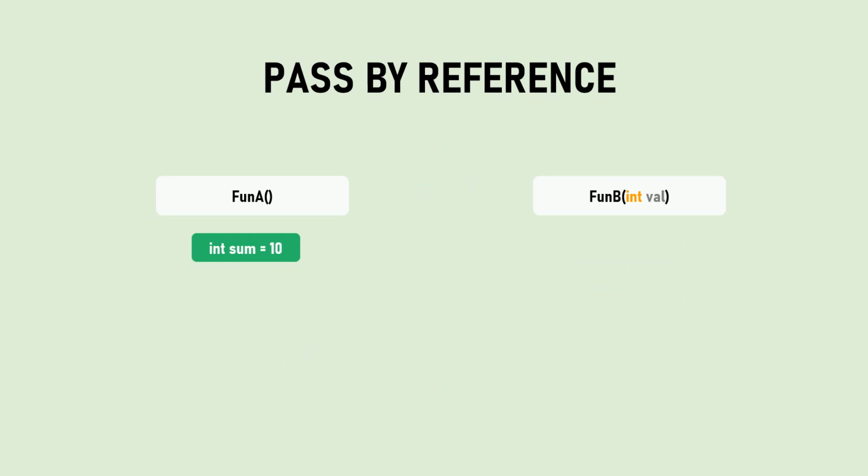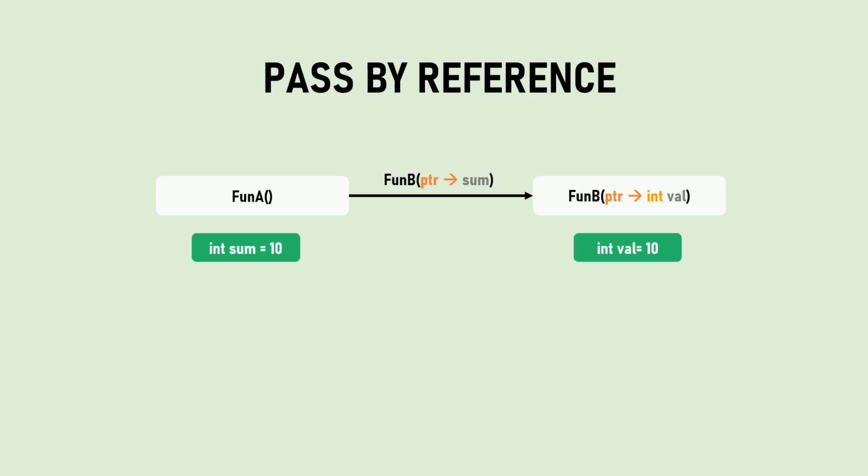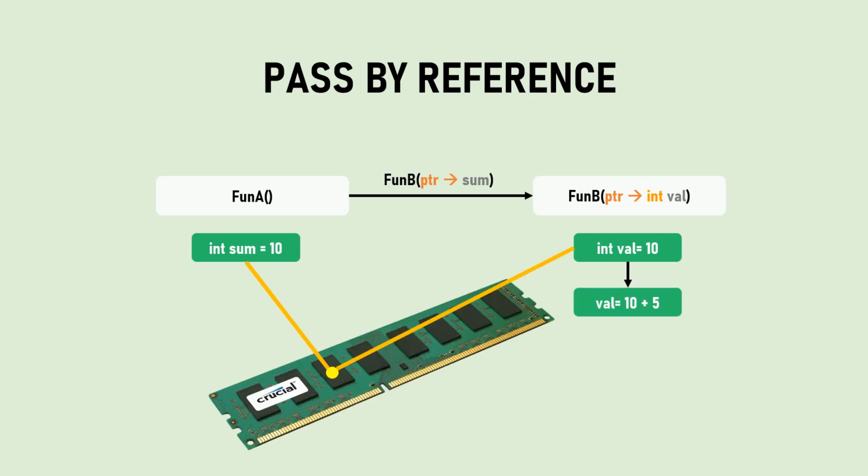It happens the same way. You have a function A, you have a sum with value 10, and you want to call function B. Now instead of passing the data of the sum into function B, you are passing a pointer of the sum to the second function, and a pointer is the memory location of the variable. When you pass the memory location of the variable to function B, you are sharing the common memory location.